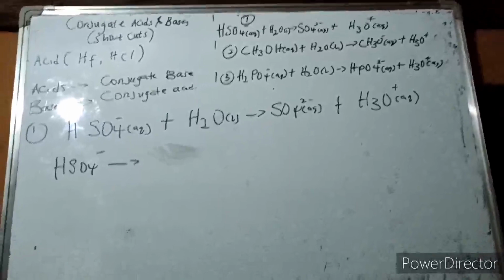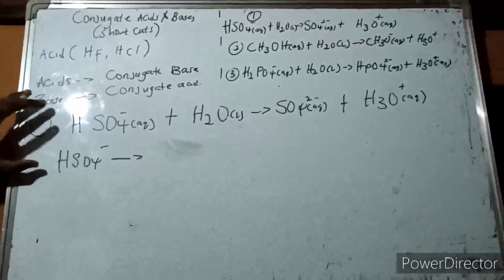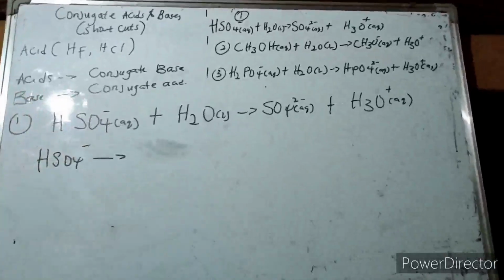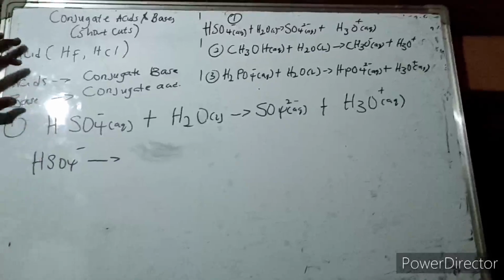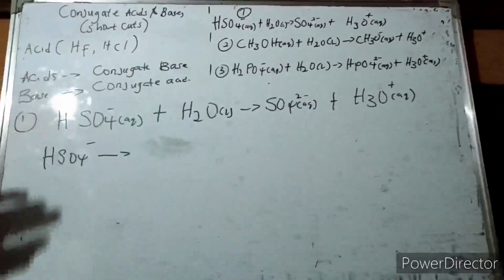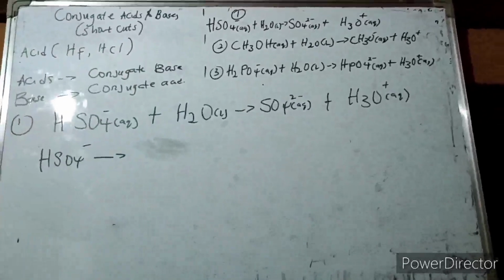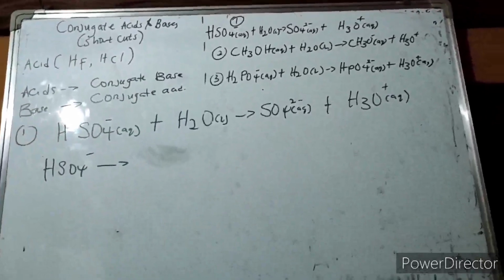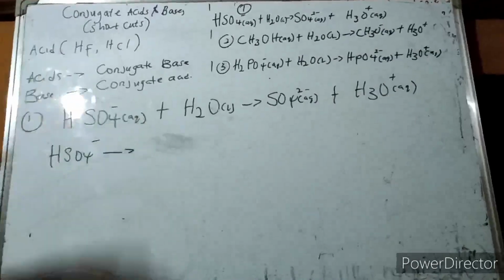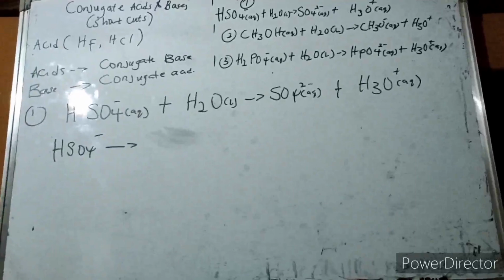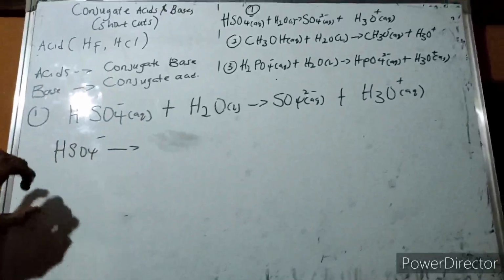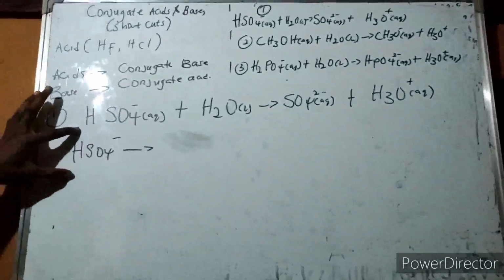Okay, now this is the first question we are going to look at, as you can see from the board. Remember, acid gives you conjugate base. You just need to concentrate on the acid. If you can identify the acid, your problem is solved already. HSO4 minus is the acid here. It's just like H2SO4. So HSO4 minus is the acid. You are going to make use of this HSO4 minus.